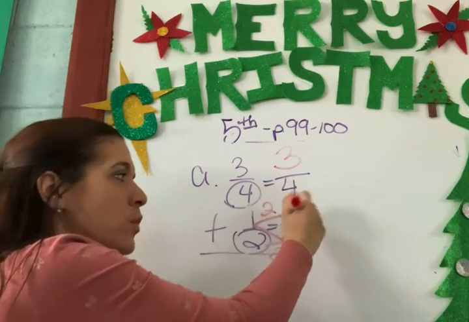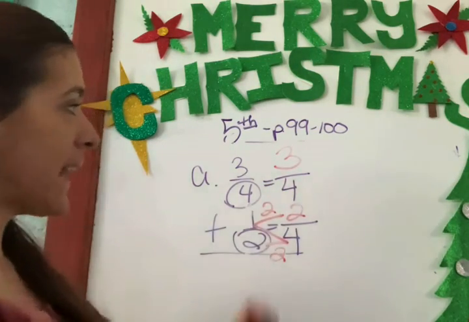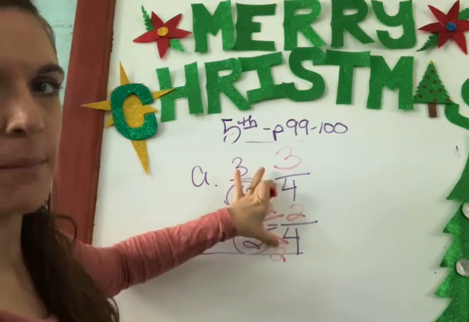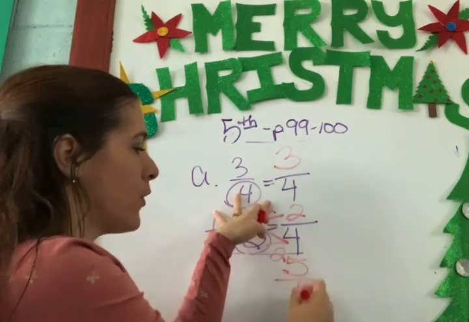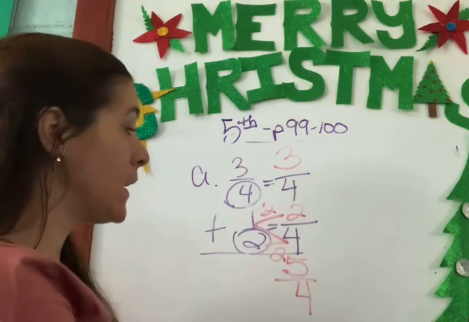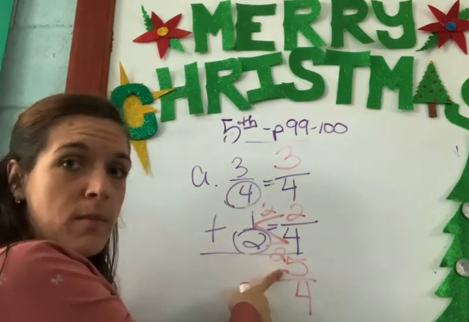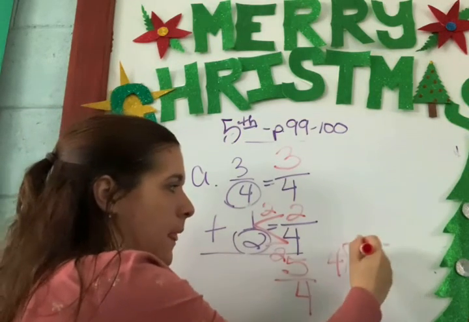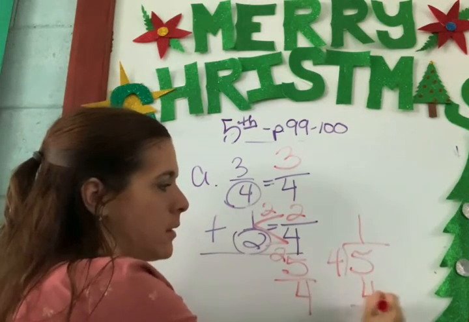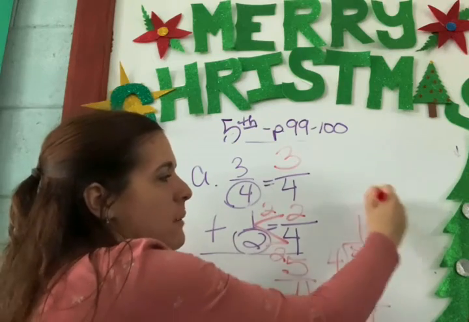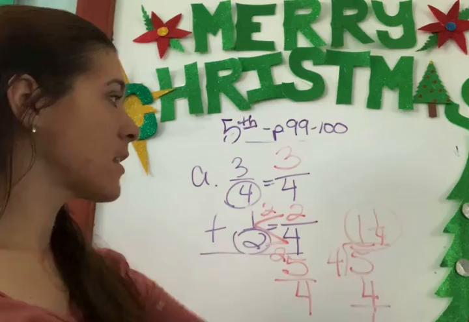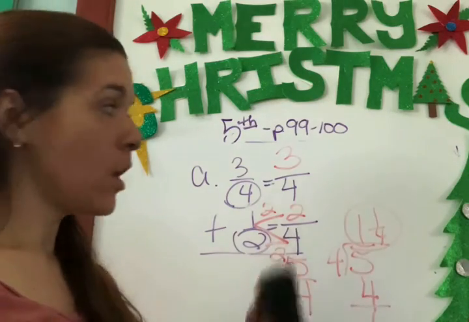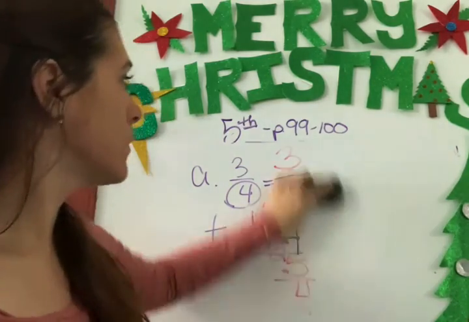1 times 2 is 2, okay? And now we can add, you guys, because the denominator is the same. So we have 3 plus 2 is 5 over 4. We see that the numerator is bigger, so we have to divide, right? So your answer is going to be 1 1/4 if you divided that. But the step is that you have to change the denominator first. So let's do another one so you guys feel comfortable.